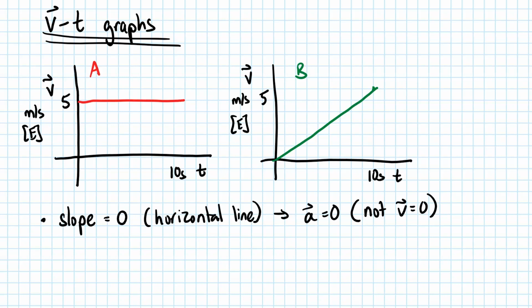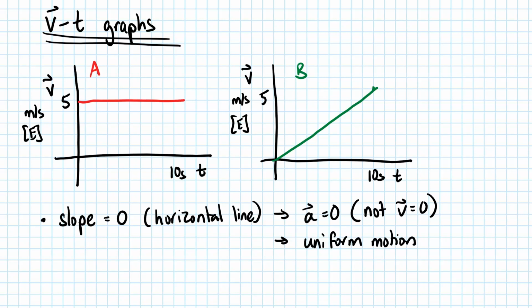If graph A was a position time graph, then a flat horizontal line would mean you're stopped, you're not moving. But this isn't position time, this is velocity time. And in a velocity time graph, the flat line just means you're going at a constant velocity. You're going 5 meters per second throughout this whole 10 seconds. You're always at 5 meters per second. So it's not that your velocity is 0, it's that your acceleration is 0, which means your velocity is not changing, aka you're undergoing uniform motion.